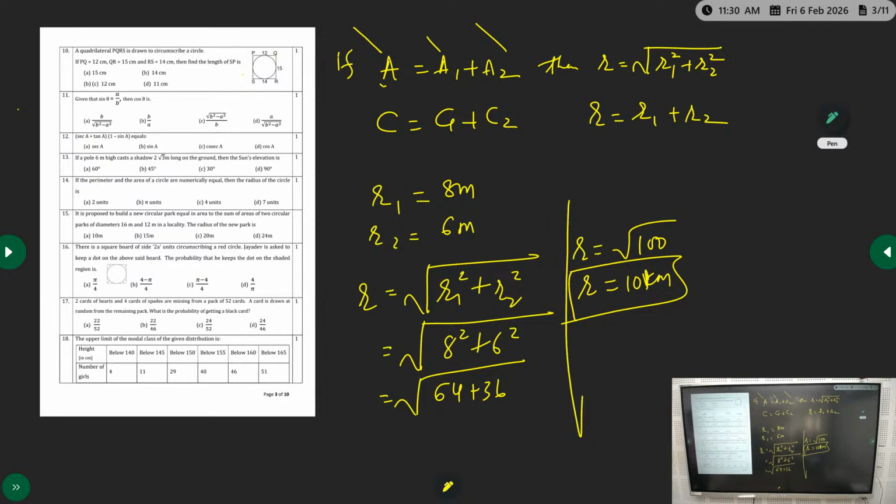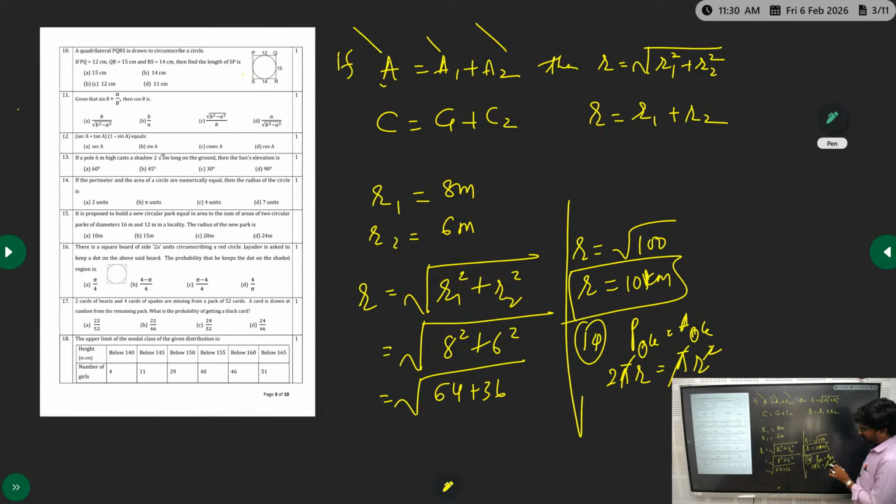Question number 14. Perimeter of circle is equal to area of circle. Perimeter is nothing but circumference, 2 pi r. Area is pi r square. Pi r and r get cancelled. 2 equal to r. Then what is radius? 2 units. What is the answer? 2 units. Now complete these two.